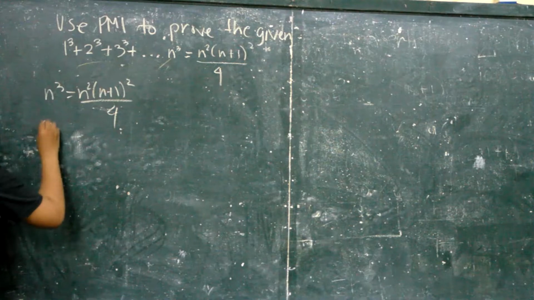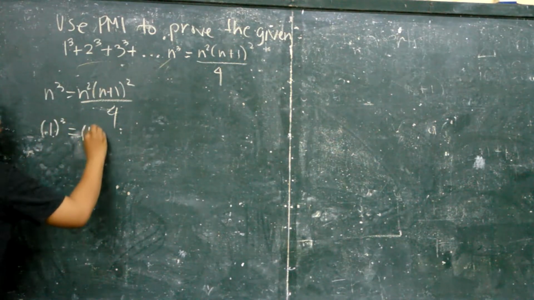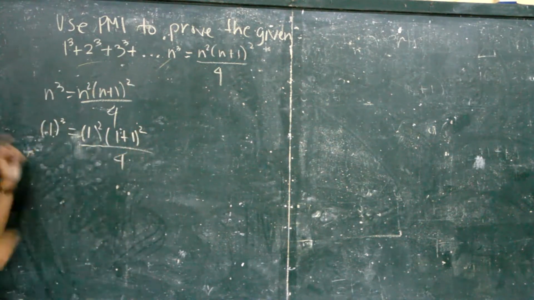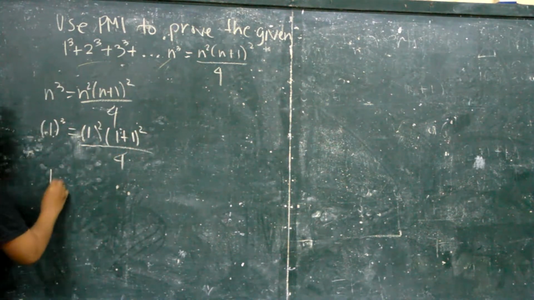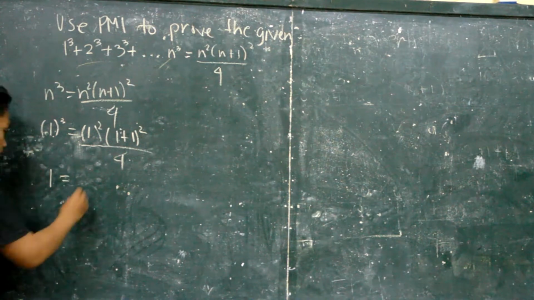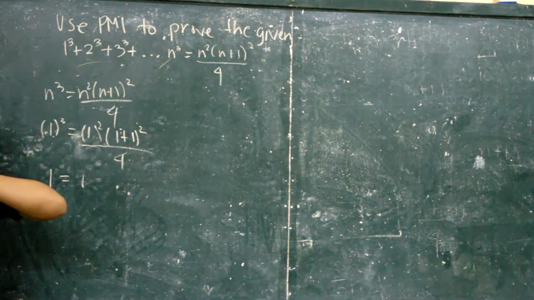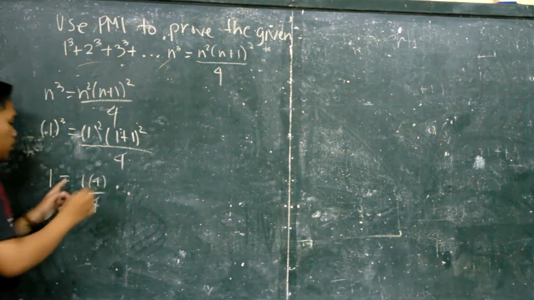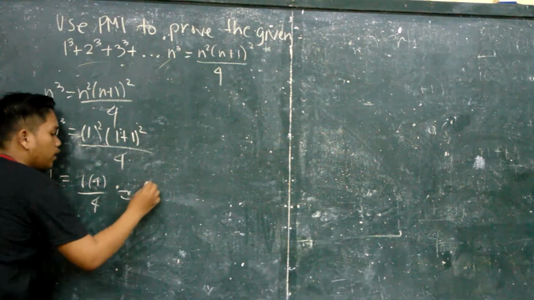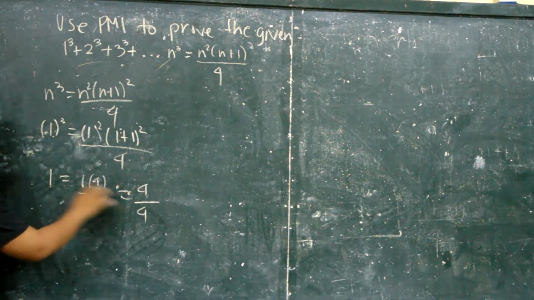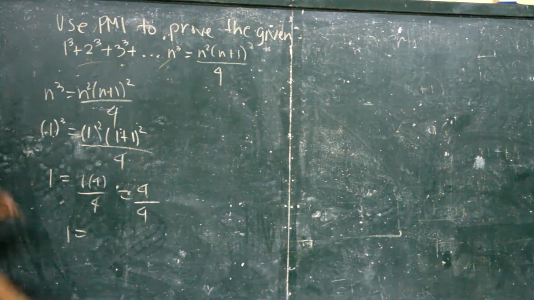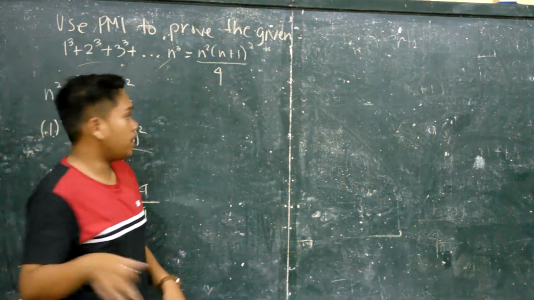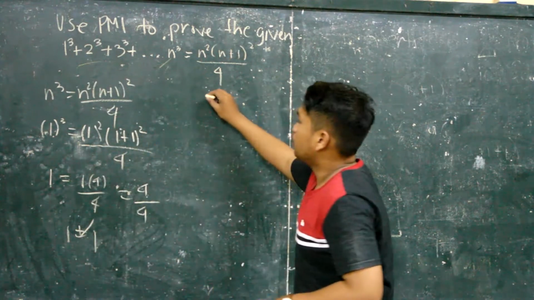So 1 cube is equal to 1 squared times 1 plus 1 squared over 4. So 1 cube is simply 1. 1 squared is 1. 1 plus 1 squared, 2 squared, is equal to 4 over 4. So 1 times 4 is equal to 4 over 4. So 1 is equal to 4 divided by 4, which is 1. So this is equal.